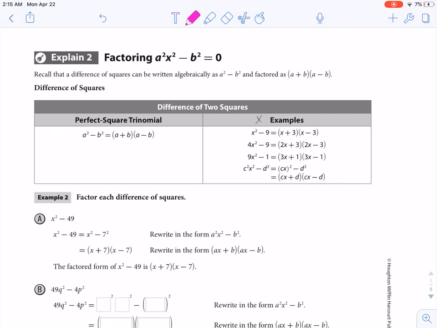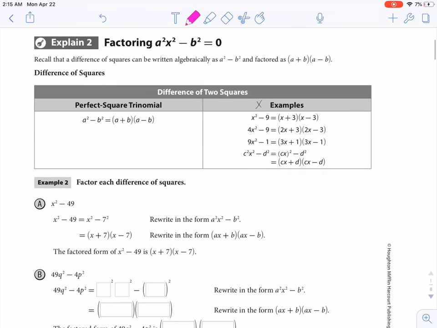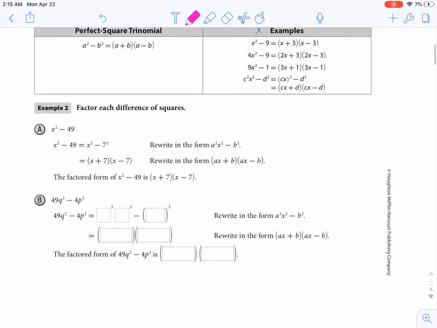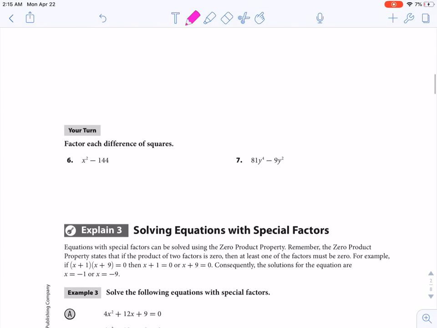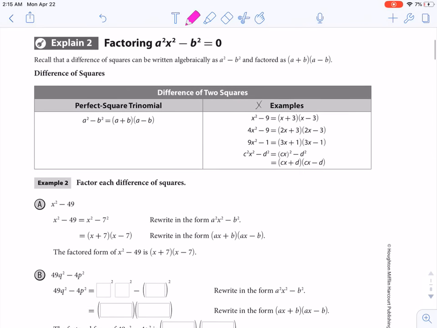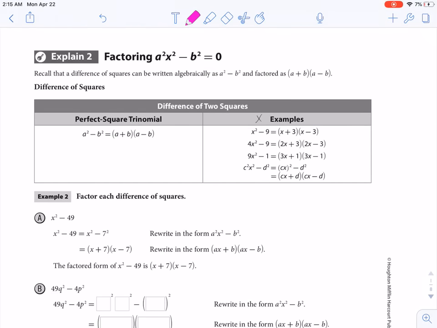Hey guys, we're going to be looking at mod 21.3 today. So we're going to be looking at factoring special cases and solving equations when doing so. And we're going to do something a little bit different though. We're going to just look at example 2, which is on page 1012 and 1013. And so we're going to go ahead and get started.